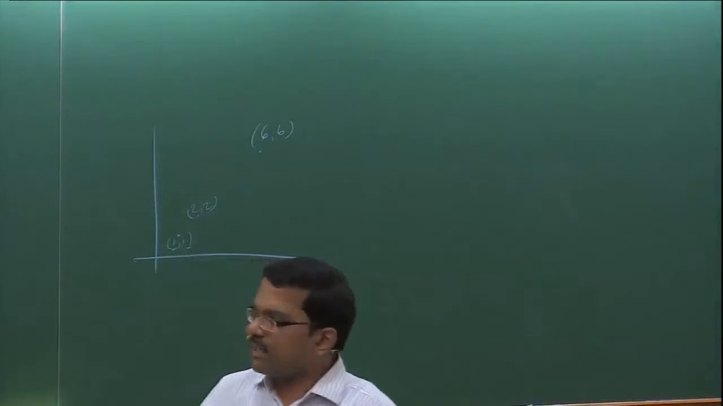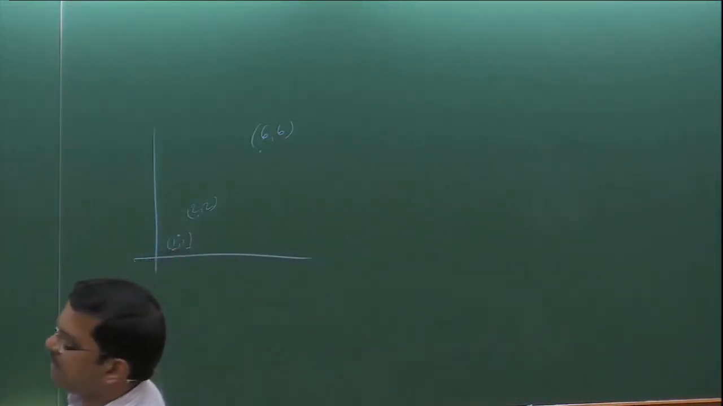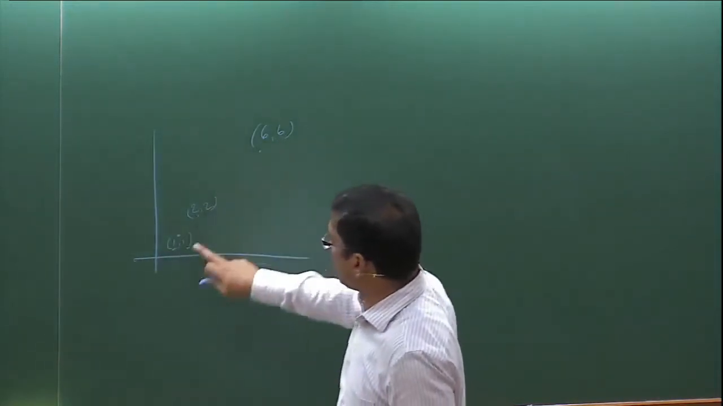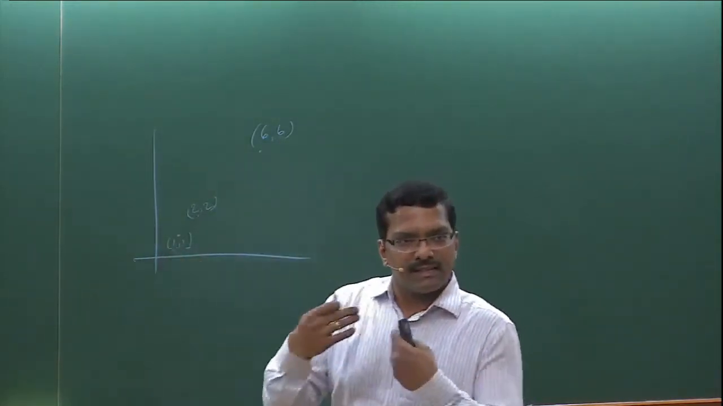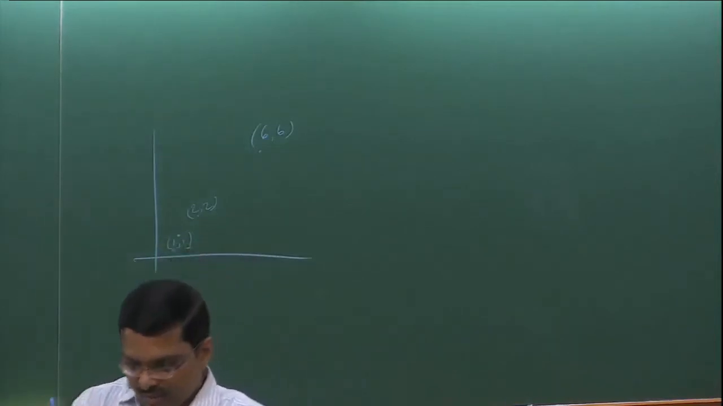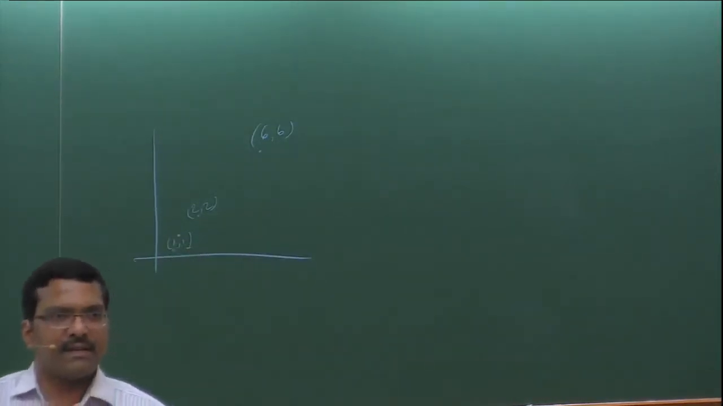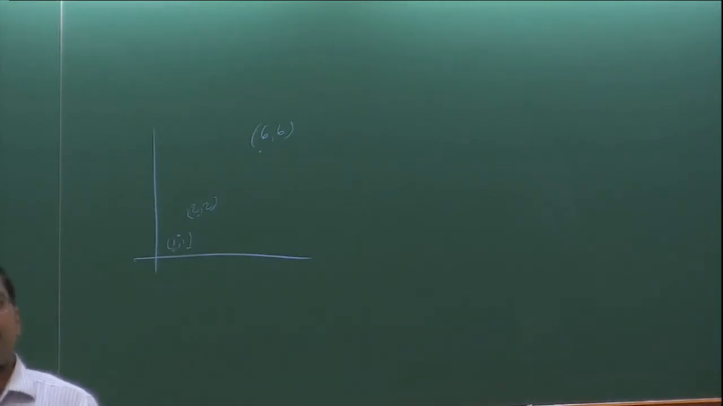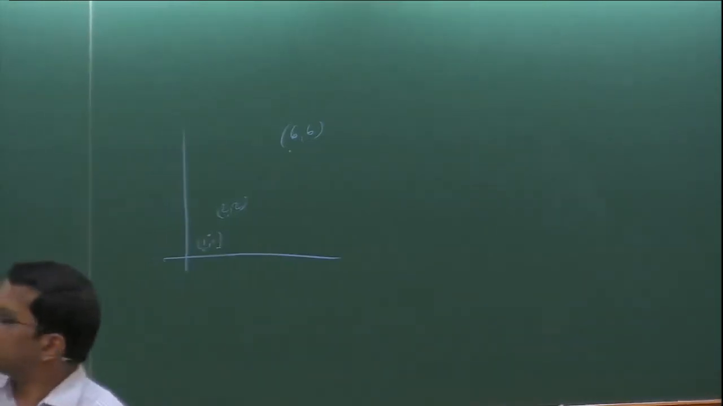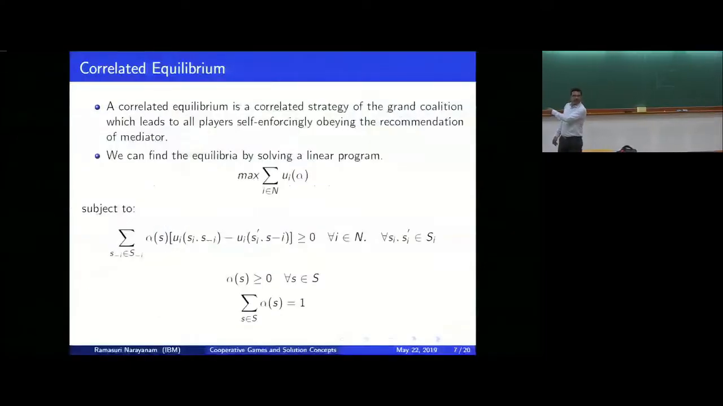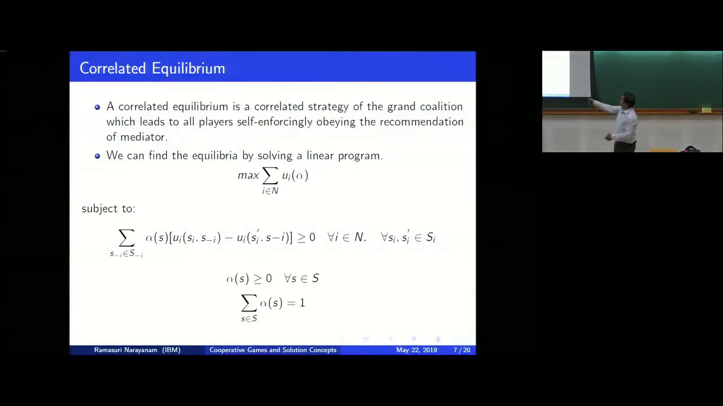So if the gain, that UI of alpha, should be at least 1, then it is in the best interest of the players to follow the suggestion or recommendation given by the mediator. So now the mediator chooses that strategy profile which is socially efficient. That's where the objective function comes. So now how to find such a correlated equilibrium? That is the next question, right? So this is the sum of utilities.